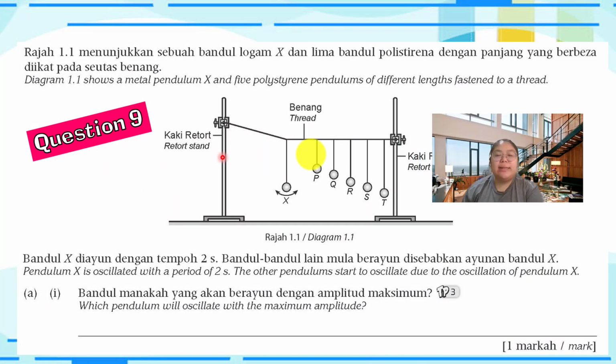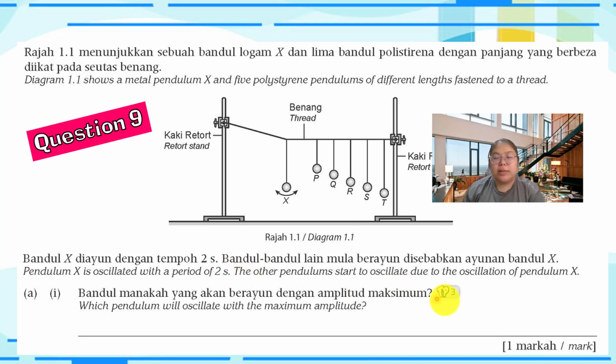Okay, then we go to question 9. There's a wave. Now they show the pendulum X. They got 5 polystyrene pendulums with different lengths, fastened to the thread. Now which pendulum can oscillate with the maximum amplitude? Okay, they oscillate pendulum X with a period of 2 seconds.